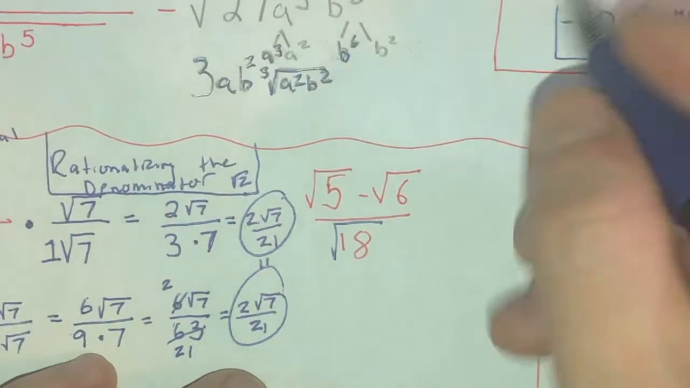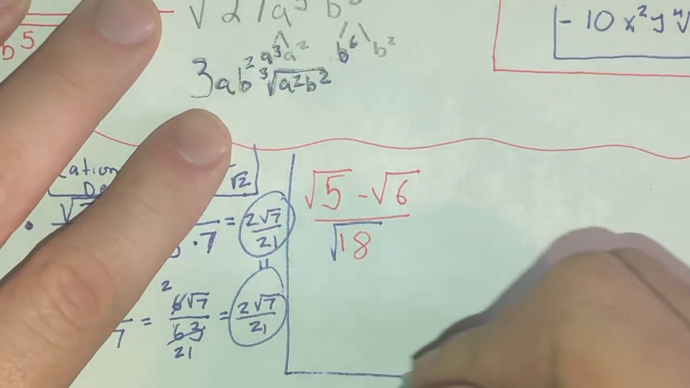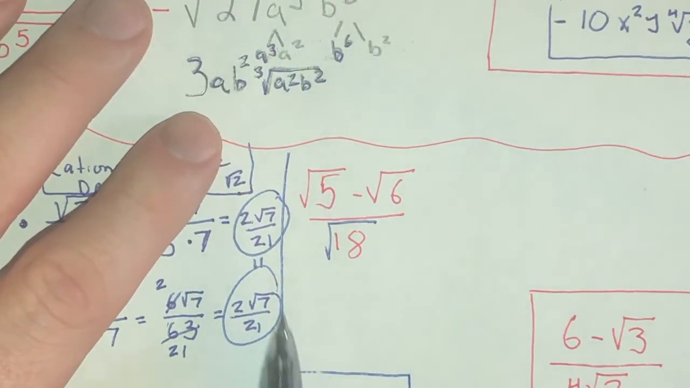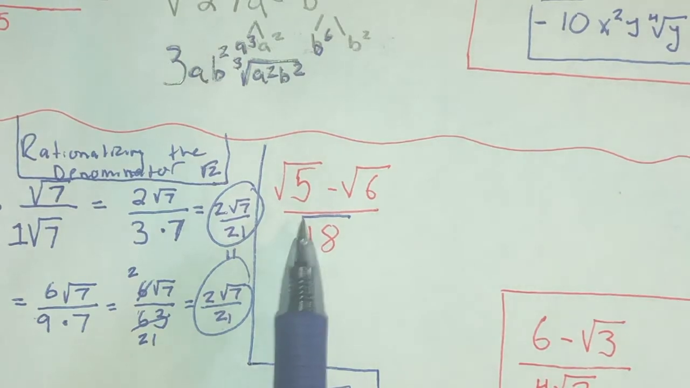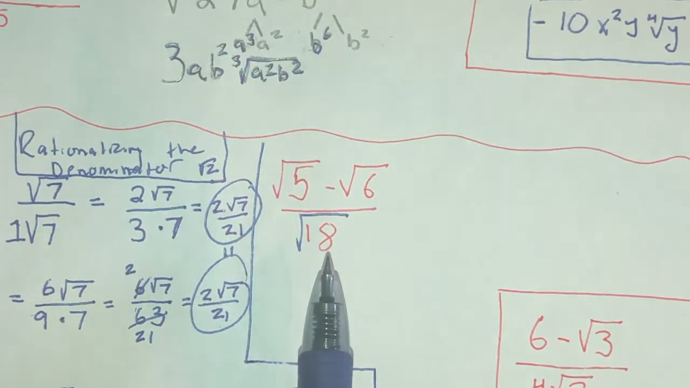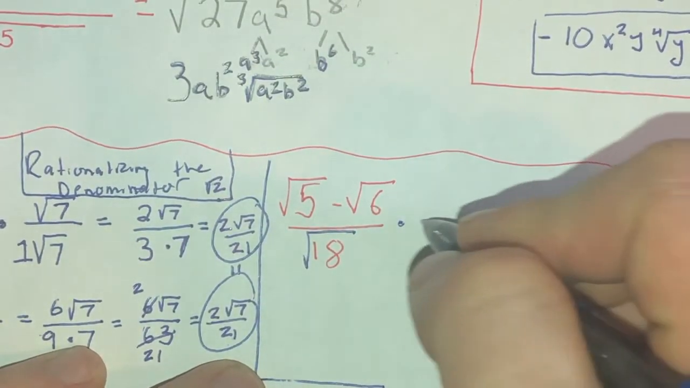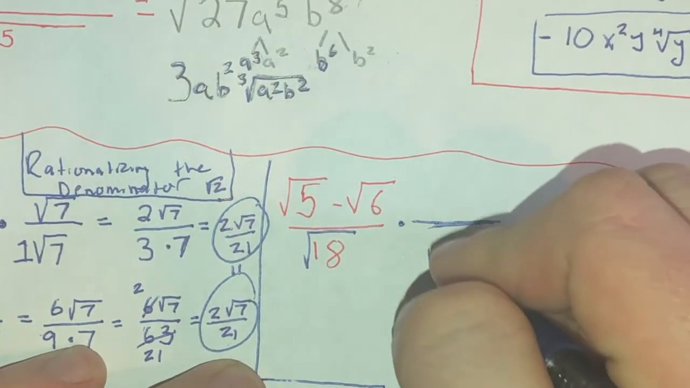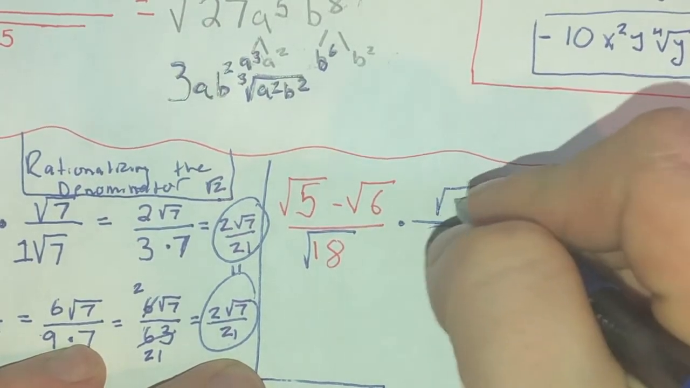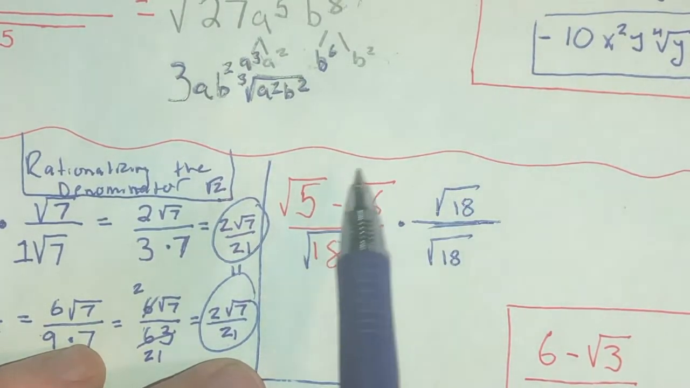So here, how do I rationalize this? Ready? Think about this. 3 seconds. What number am I multiplying on the top and the bottom? Ready? 1, 2, 3. It's the square root of 18 on the top and the bottom. Okay, square root of 18. Let's hit it with a distribution.